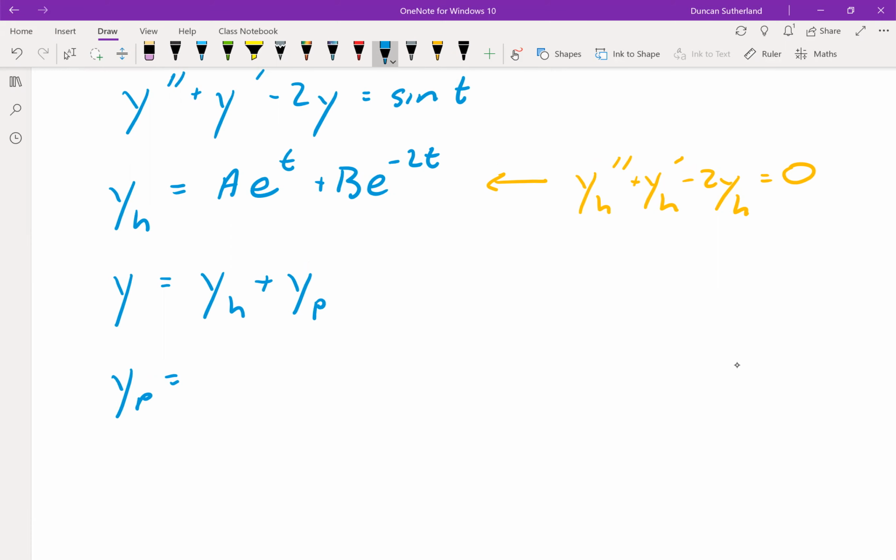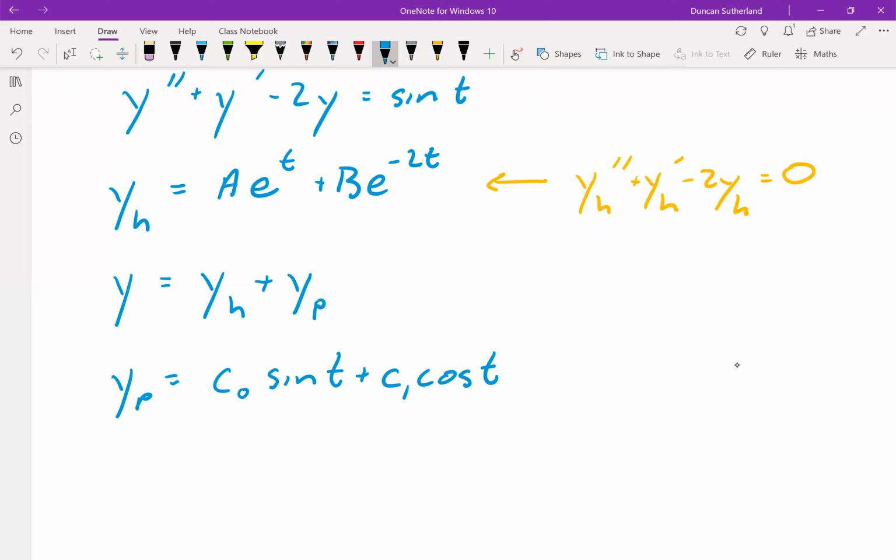So we're going to guess a sine plus a cosine. C naught sine t plus C1 cos t. And we'll see why we've got to guess a sine and a cosine in a second. Right? It's not just sine, it's both sine and cosine.